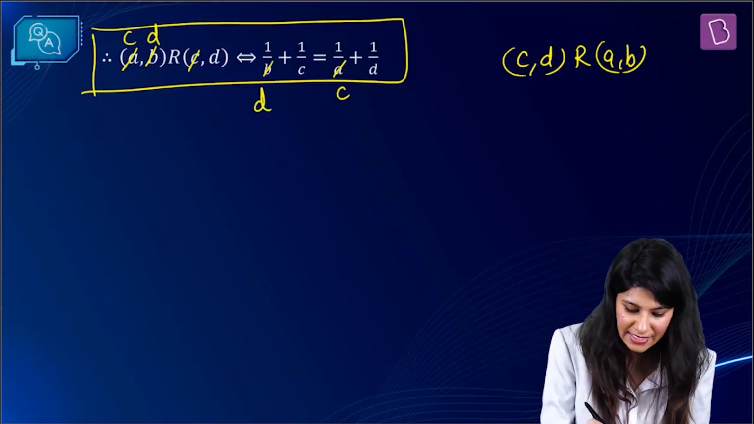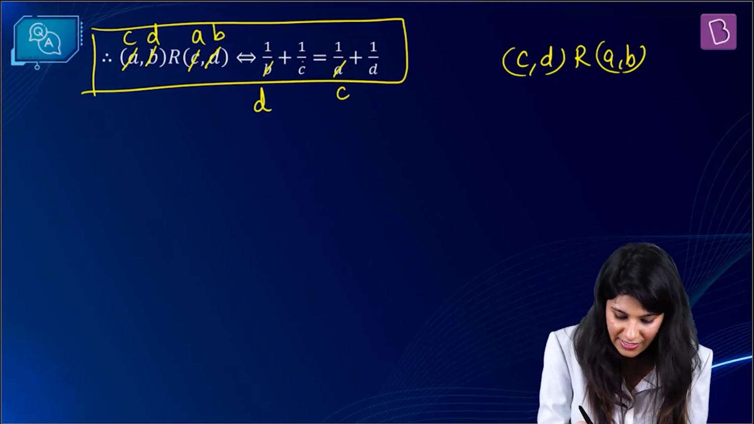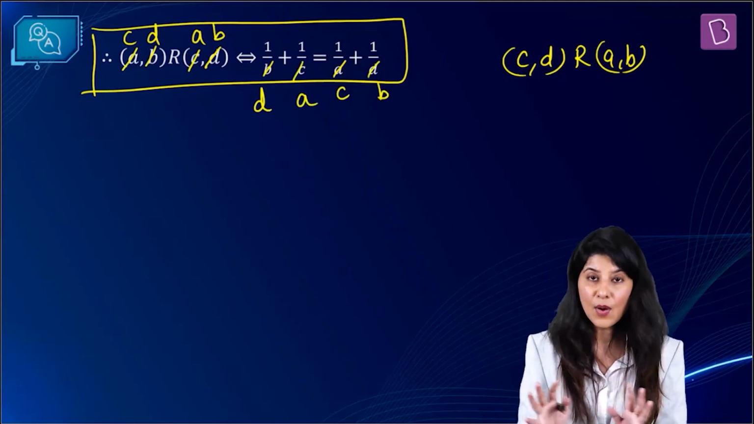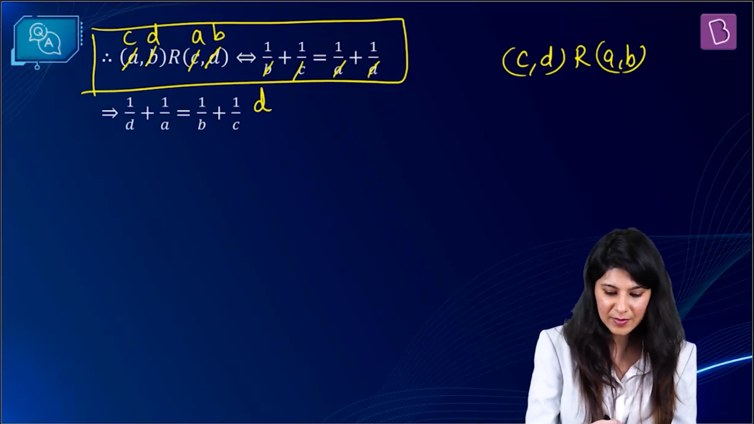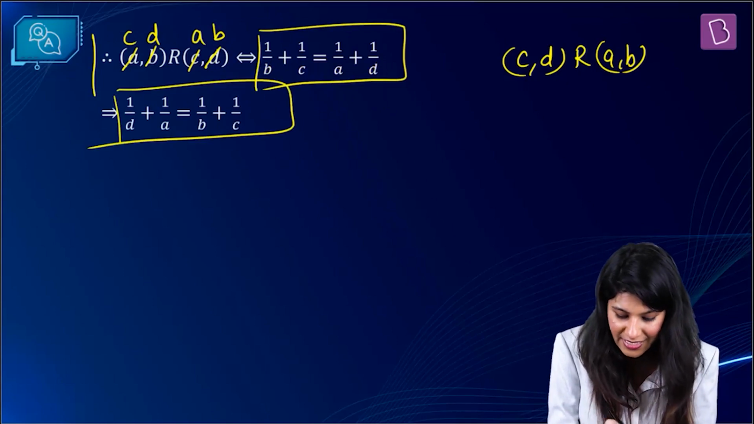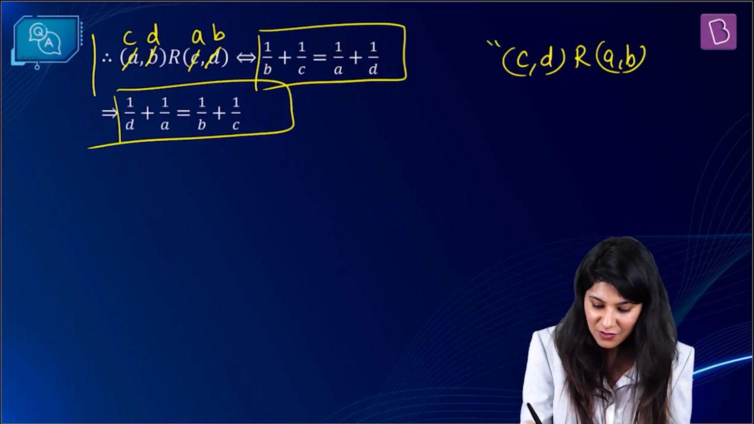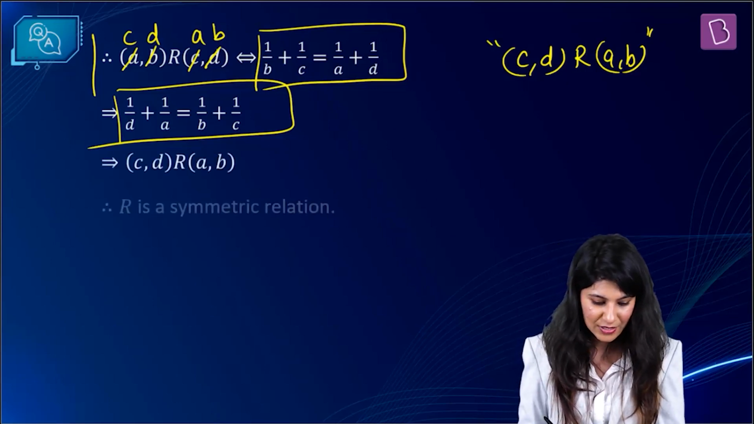Similarly, I need to replace C by A and D by B. So C is gone, A is there, and we have B with us. So now I have 1/D + 1/A = 1/B + 1/C. If you carefully observe, these two are one and the same thing. That means this is true: (C, D) is in relation with (A, B). Hence, it is a symmetric relation.